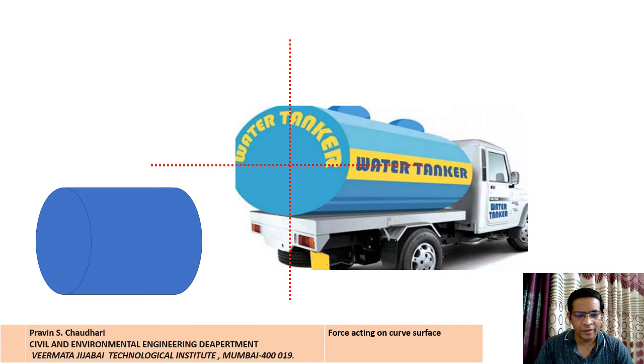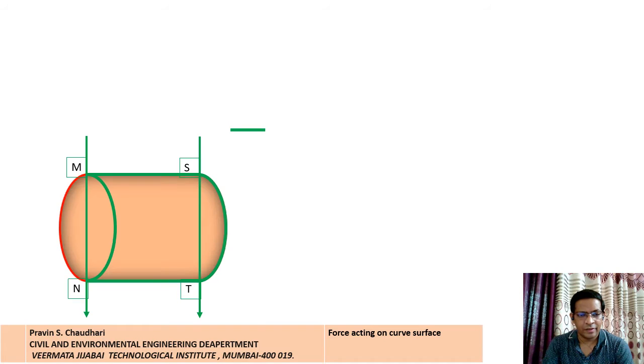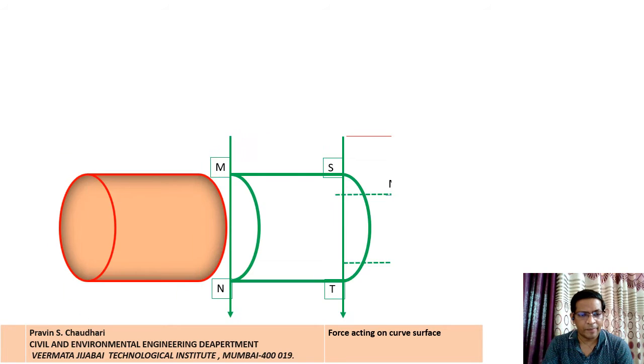For the tanker, it's a cylindrical tank with two surfaces: a vertical surface, a circle, and a curved surface. If the tank is full, then the surface marked with a red color and the surface marked with a green color have the same force acting on them.